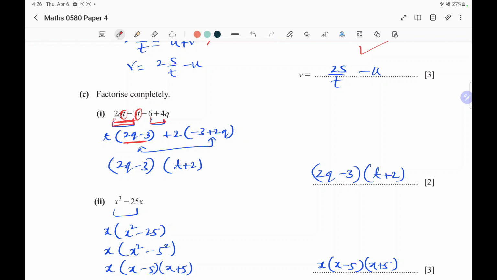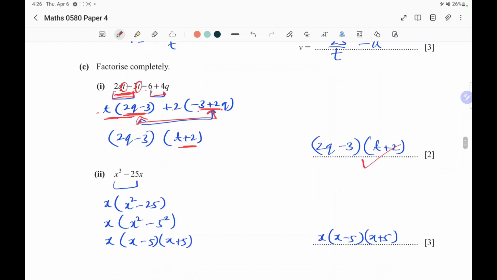Which you can see. And we can take 2 common, then here we are left with minus 3, and this is 2Q. So now this is 2Q minus 3 here, and this is also 2Q minus 3. So just take common 2Q minus 3. From here you will get plus T, and from here you will get plus 2. So 2Q minus 3 bracket T plus 2.